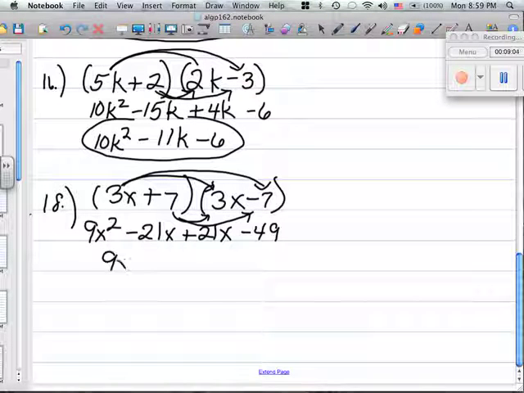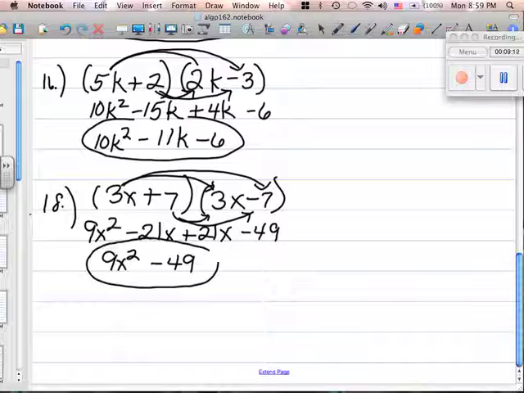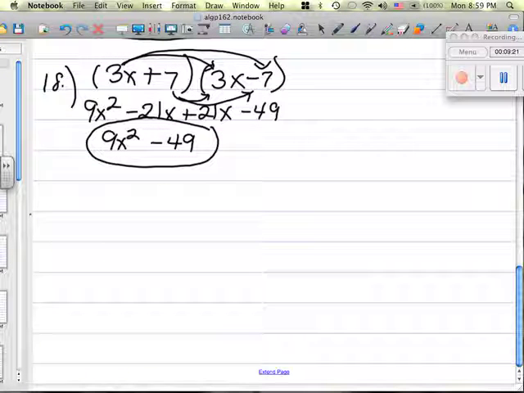Simplifying, collecting like terms, the negative 21x and the positive 21x are opposites, so they make 0 and drop out. So we get 9x squared minus 49. And you'll learn later that that's a special product where the two terms in the middle drop out.